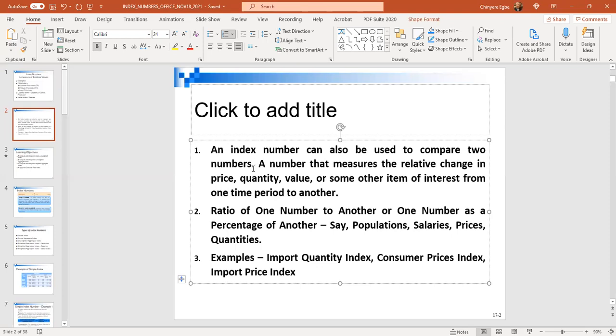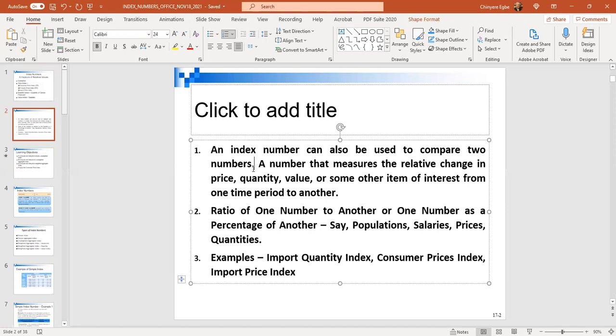So it's also used to measure relative change, say in prices, in quantities, in values, or some other item of interest, from one period to another. You can use it to compare one unit to another. For example, you can use it to compare China to United States. You can use it to compare different countries and use an index number. And we're going to illustrate what these comparisons can be.